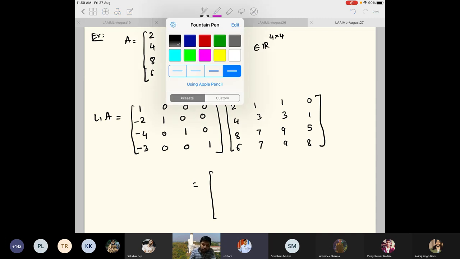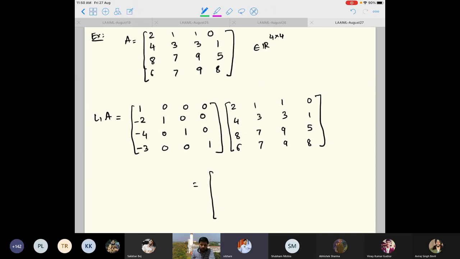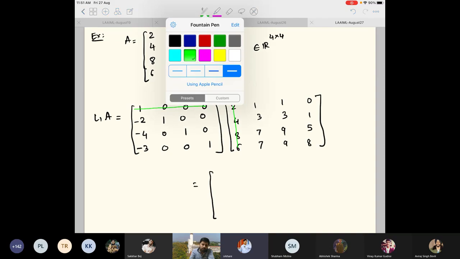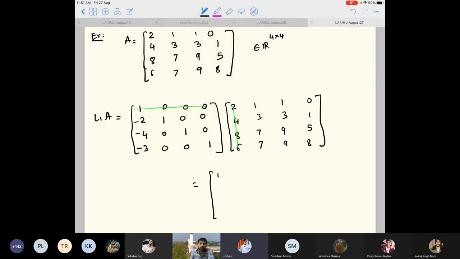So you look at the matrix vector multiplication the way it happens. If I want to compute the entries in the first column, what am I going to do? I will look at the first row of L1, multiply by the first column of A. When I do that, what am I going to get? I'm going to get 1. Is that right? Sorry, I'm going to get 2. The entry is not going to get changed.